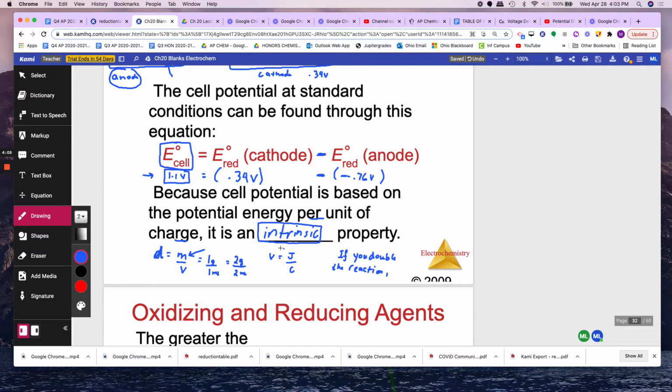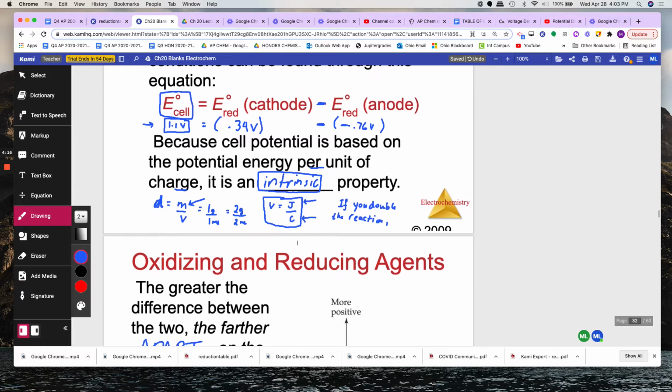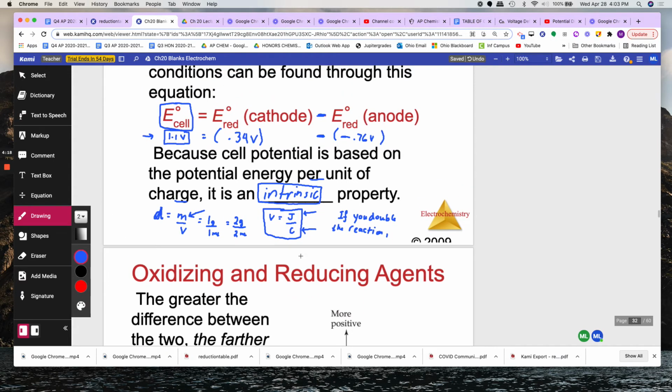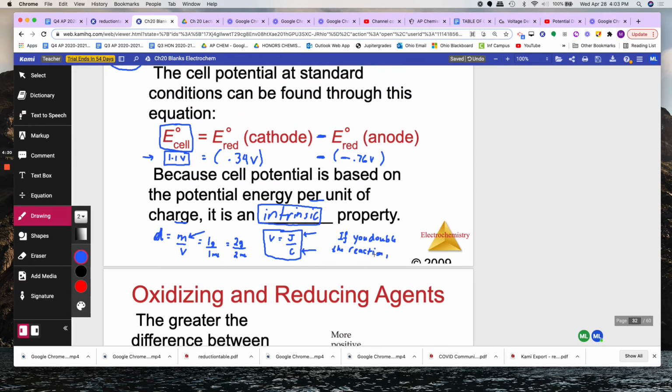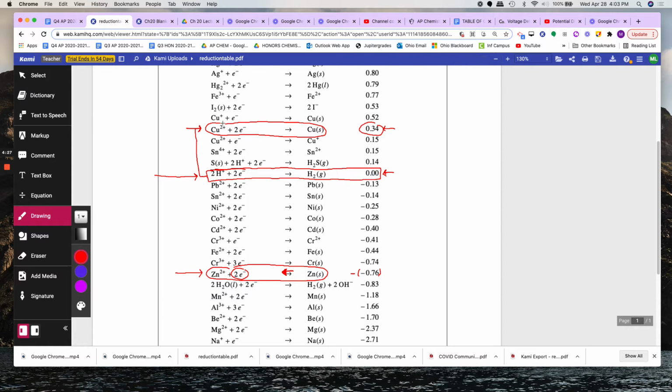The same thing with cell potential. The voltage does not change because this is the amount of energy you get for a certain number of electrons passing through, or that number of charge, 1 coulomb. Okay? So what I'm saying is if you double the reaction, do not double the voltage. So if you look at these standard reduction tables, if you see this becoming 2, 2, 2, do not double this number. This is a ratio. So keep it just like that, 0.77.